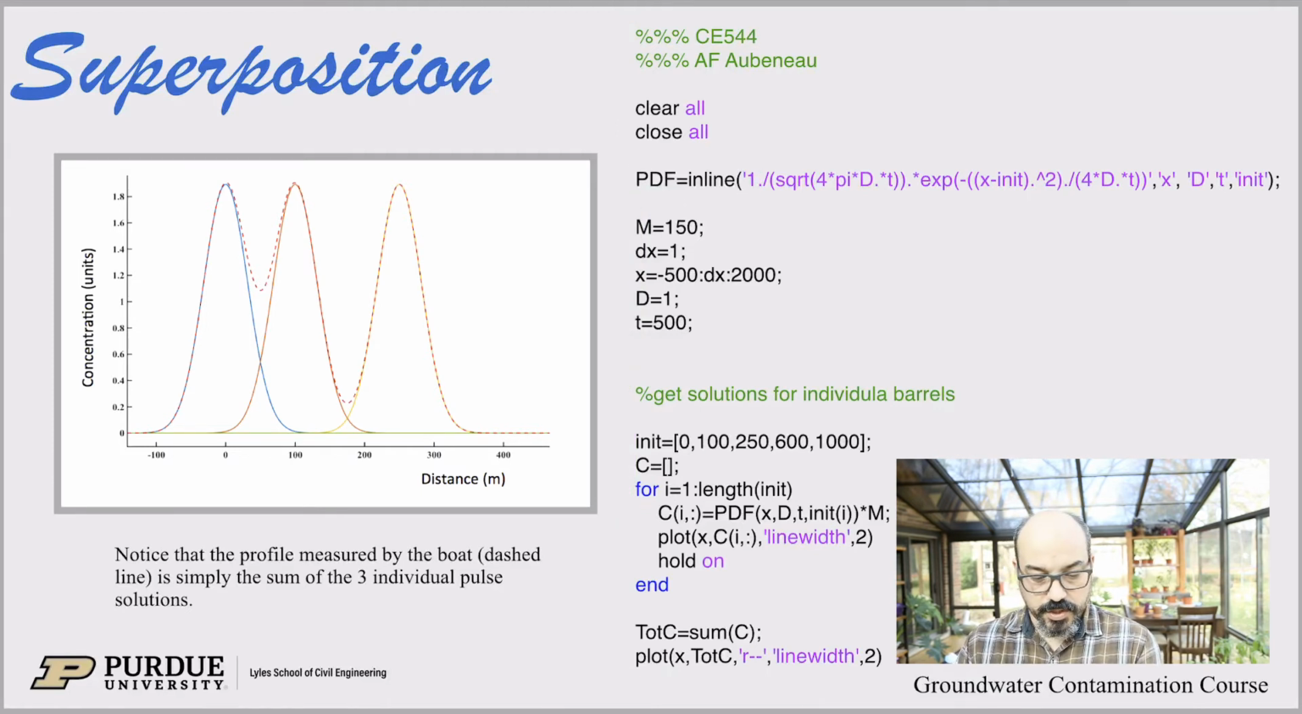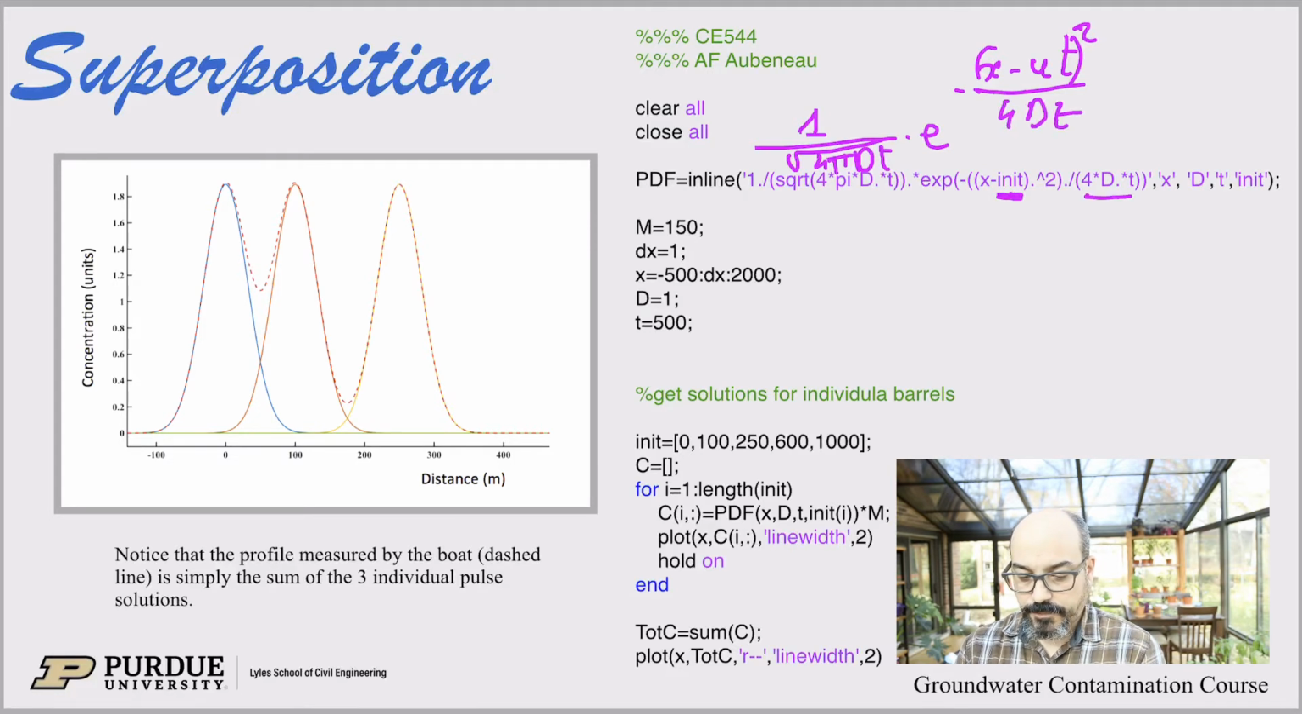If you look at this equation here, this is just 1 over square root of 4 pi Dt, exponential of minus (x minus ut) squared, divided by 4 Dt, and that's it. This is the equation, so this is how you would write this equation in MATLAB. Of course, you can do this in Excel or any other computing language or software you would like to use.